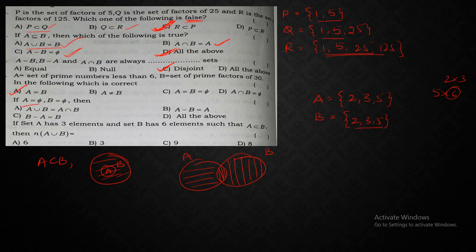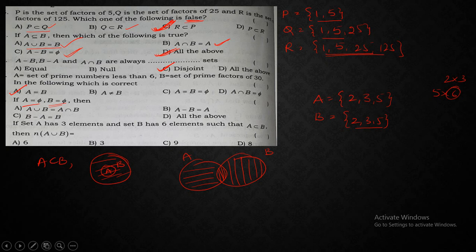Next, if A is equal to 5 and B is equal to 5, then what is the correct answer? So A is empty set, B is empty set. So what is A union B? A union B is 5. A intersection B is also 5. So option 1 is correct.